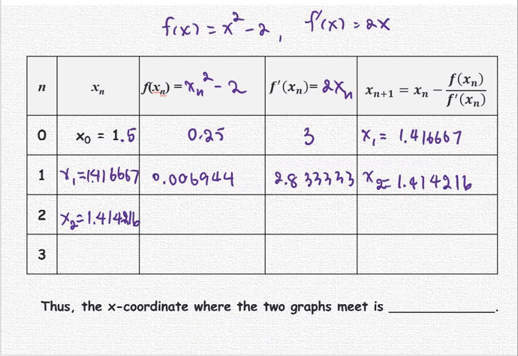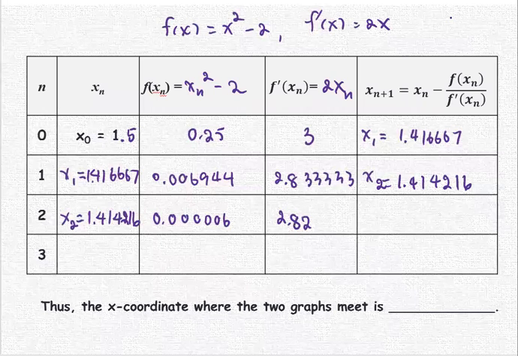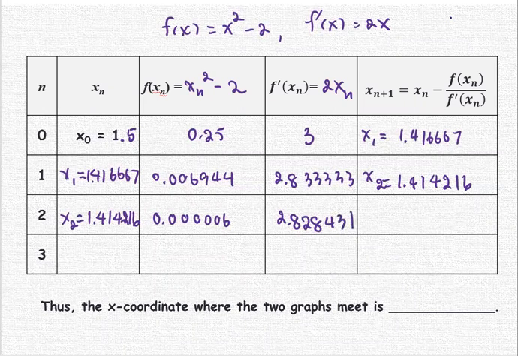The function value at x2 is 0.000006, with five zeros and then 6, and the f prime is 2.828431. To get x3 using x2 and the function and the derivative at x2, we get x3 as 1.414214.